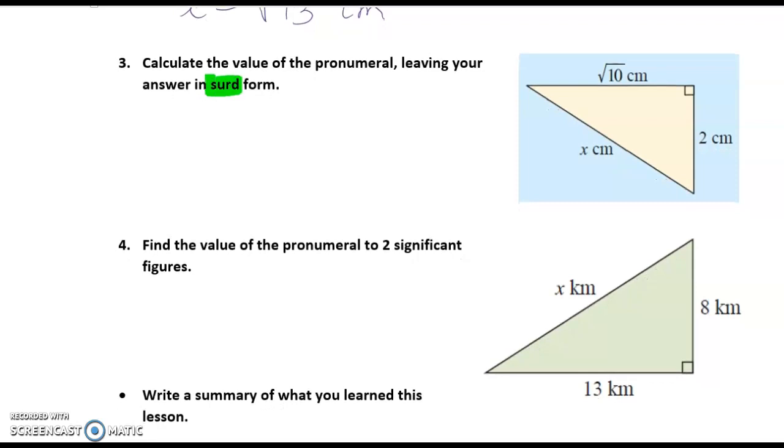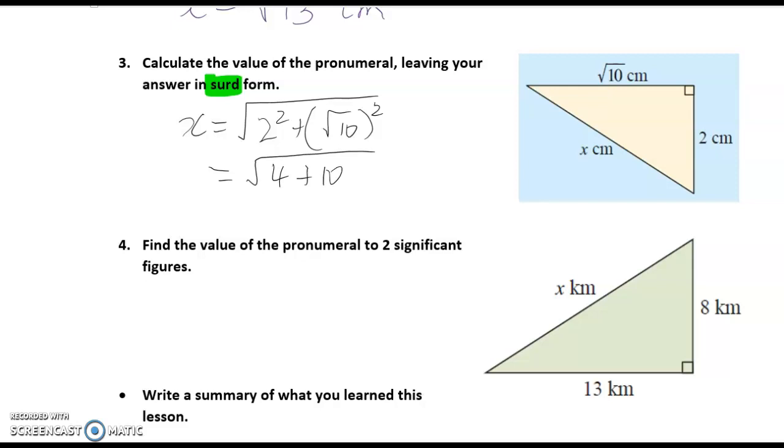In question 3, you'll see that the answer asks you to leave it in surd form. So you're going to do the exact same thing, but again, you're not going to type in your calculator. So here, x is equal to the square root of 2 squared plus square root 10 squared. And that's going to give me the square root of 4 plus 10 because the square root and square cancel out. And again, that's going to give me the square root of 14 centimeters. And that's what x is. You notice I skipped this first step there.